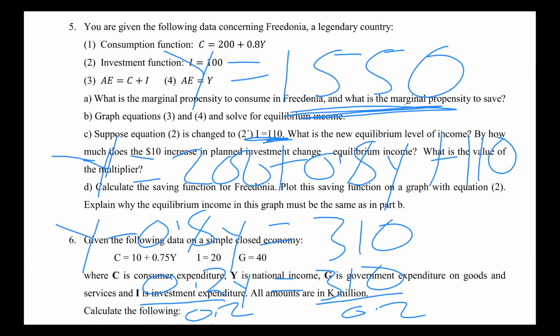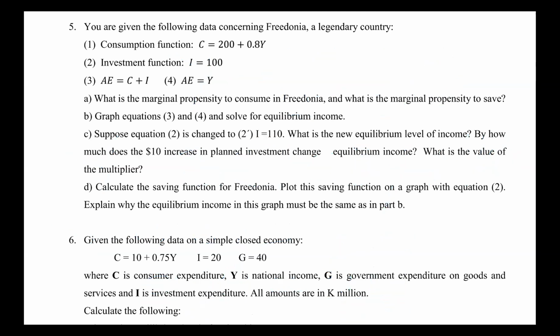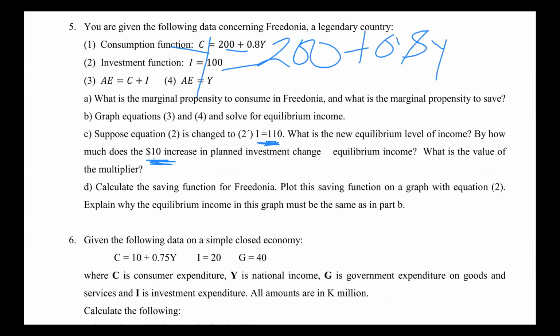So the question is, by how much does the 10% increase in planned investment change income? So first of all, you needed to calculate Y before you could calculate the change, so that you can assess why they added the 10. When they added the 10, how much did the income change? By how much? We'll use consumption is 200 plus 0.8Y plus our investment is 100. We want the initial one, so let's get our Y. Y minus 0.8Y equal to 300.